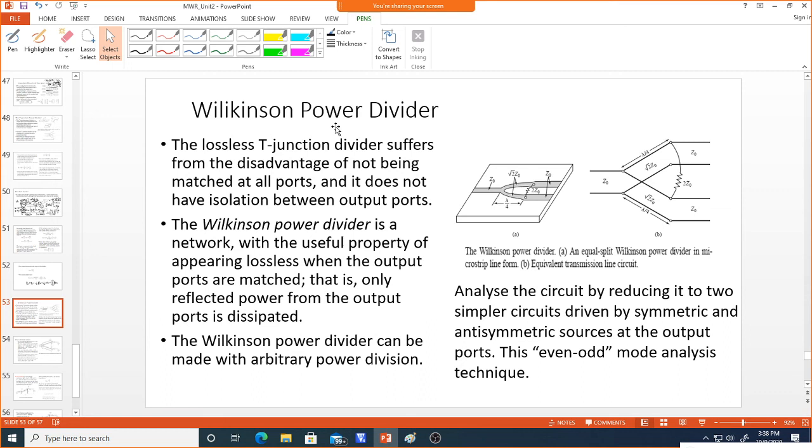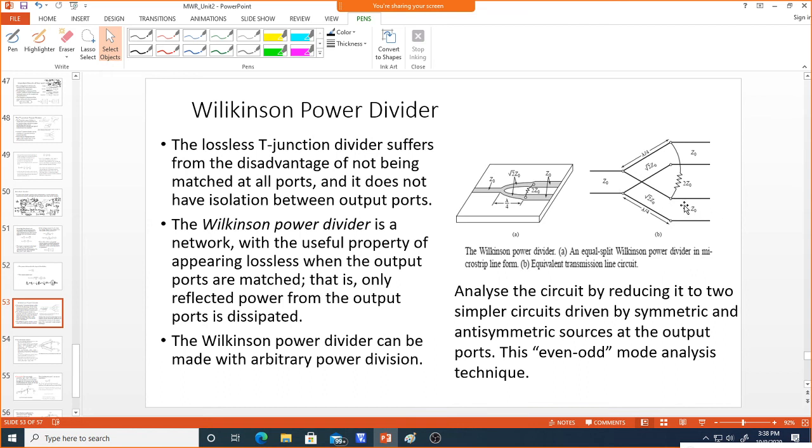This is a special type of power divider in which the power is equally divided between port 2 and port 3. So whatever power you give at port 1 is equally delivered between port 2 and port 3. And also, if there is some mismatch at port 2 and port 3, there is no reflection coming to port 1.